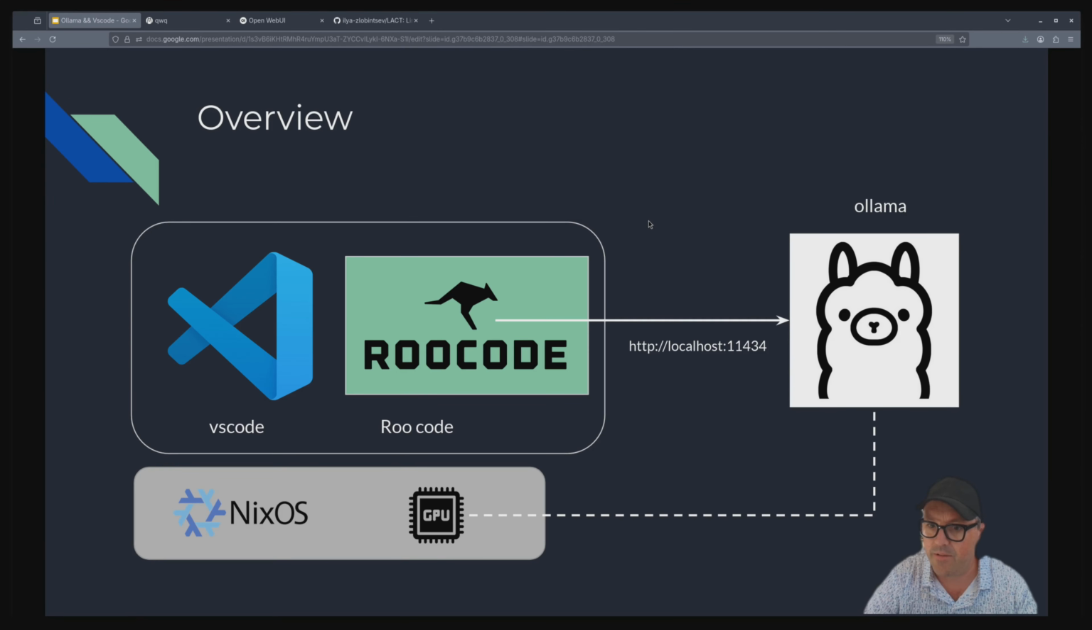So this is the overview of what we're building. So NixOS with a GPU running Ollama, and then the clients are VS Code with the Roo Code extension that talks over the loopback to Ollama. Pretty straightforward, but it did take a moment to work it all out.